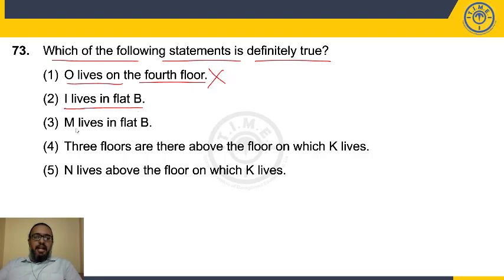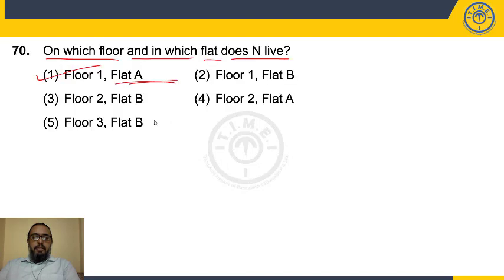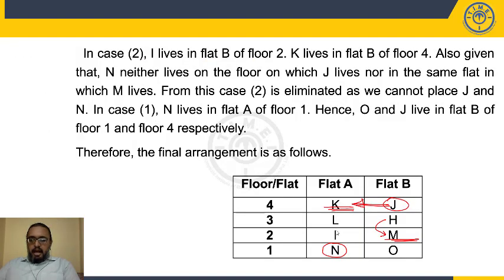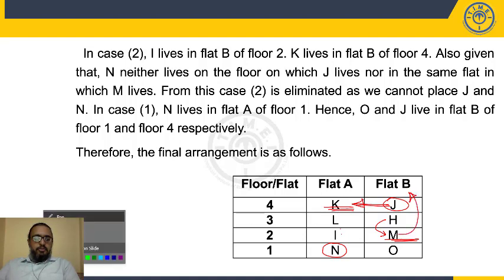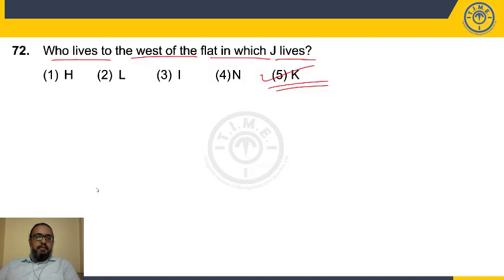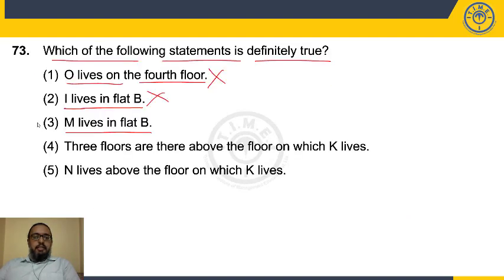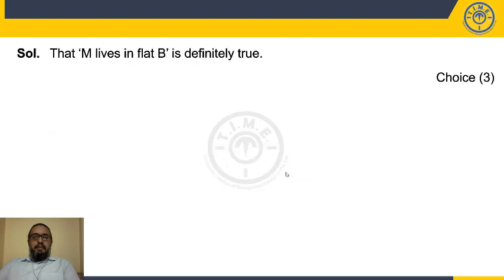Next, I lives in flat B, M lives in flat B. Let us check. I lives in flat A, but yes, M lives in flat B. So second option is not correct. But third is right. Third is correct. And you need not check the remaining because there is no more than one of the above. So you can rule it out. Third option. Got it?